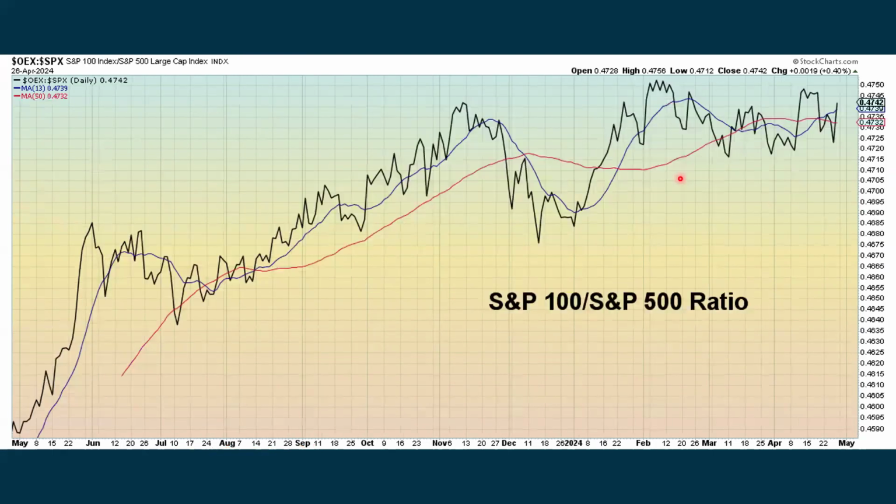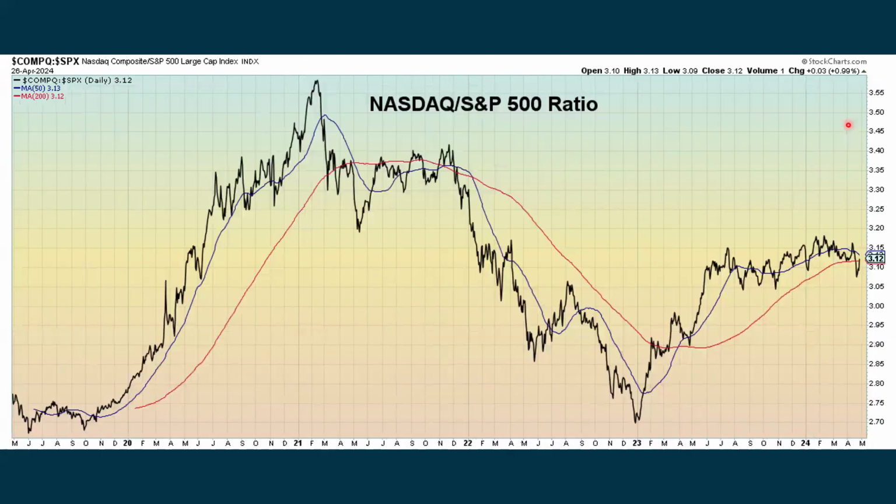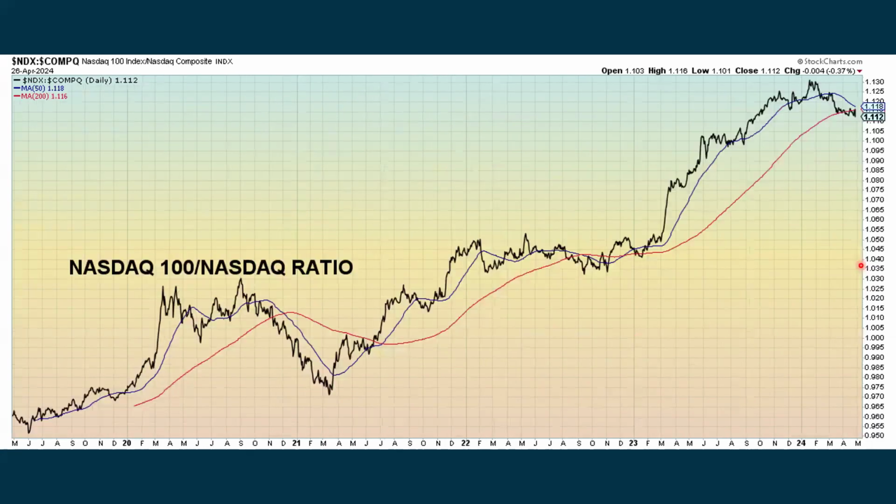We look at the S&P 100 and then compare it with the S&P 500. And the S&P 100 are the biggest stocks in the S&P 500, and they've been holding up pretty well, and they're actually outperforming the rest of the S&P. We look at the NASDAQ and compare it with the S&P 500. We're going sideways, but still overall, the NASDAQ has been outperforming. It did show some weakness as the market was under pressure, but over the last few sessions, it's been bouncing back. The NASDAQ 100 compared to the NASDAQ, showing that the NASDAQ 100 was outperforming, but seeing some weakness.